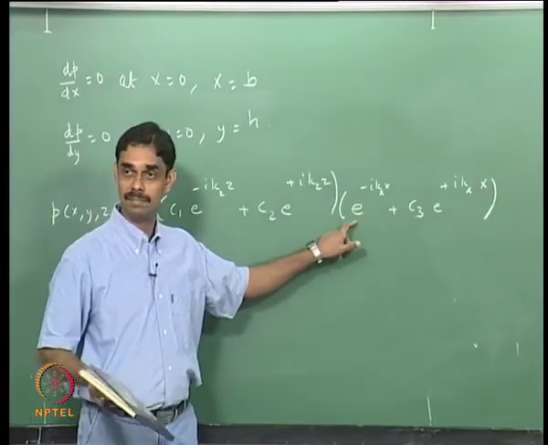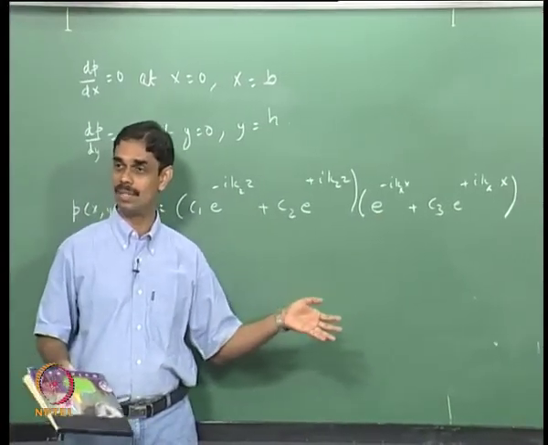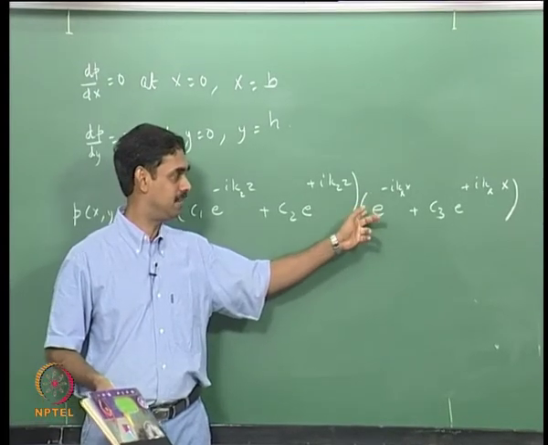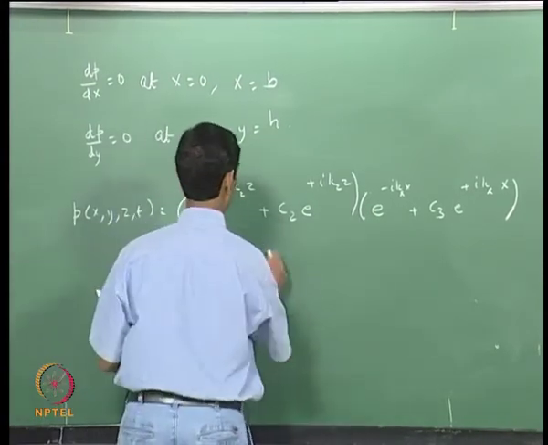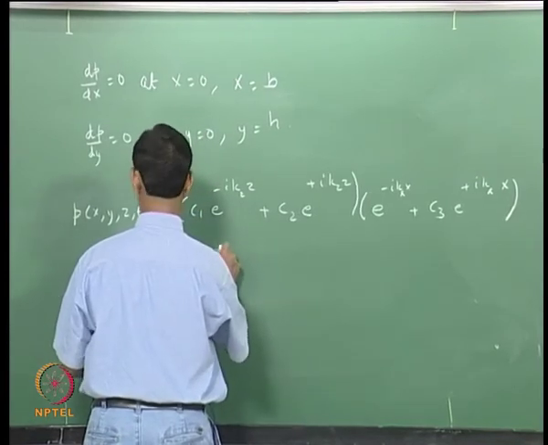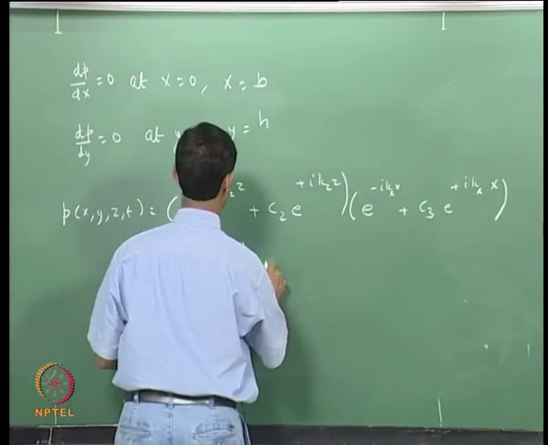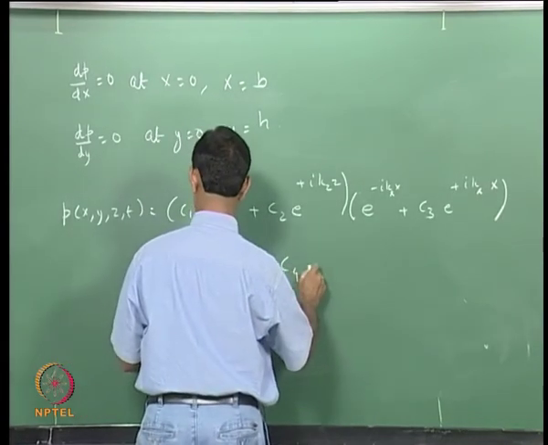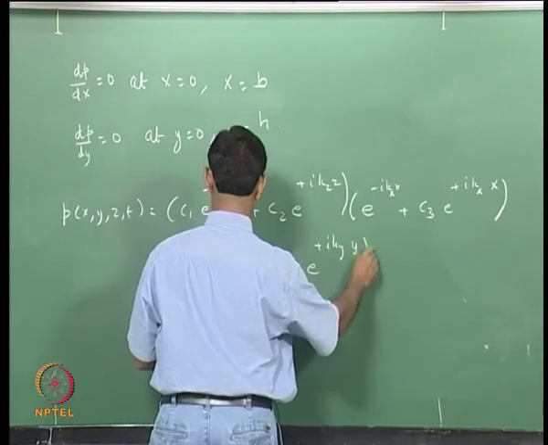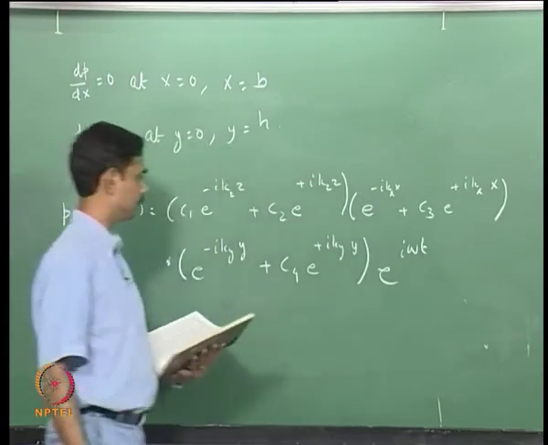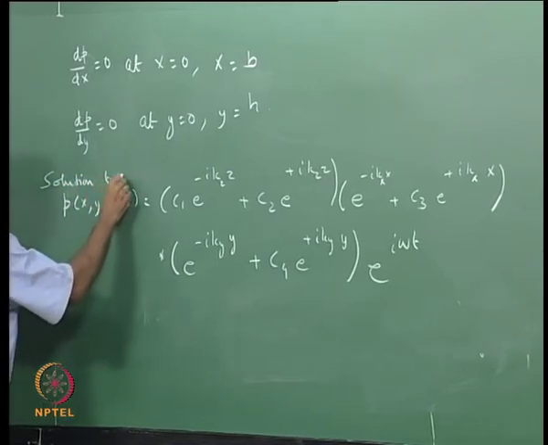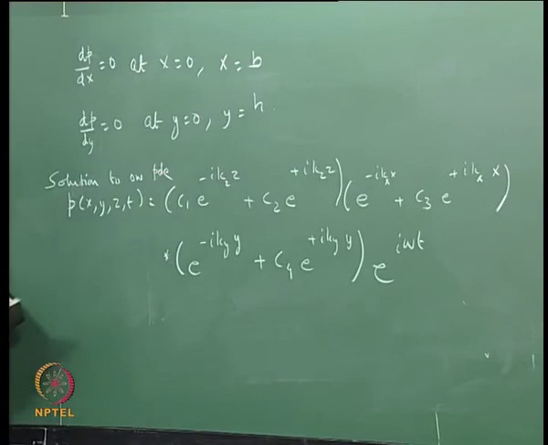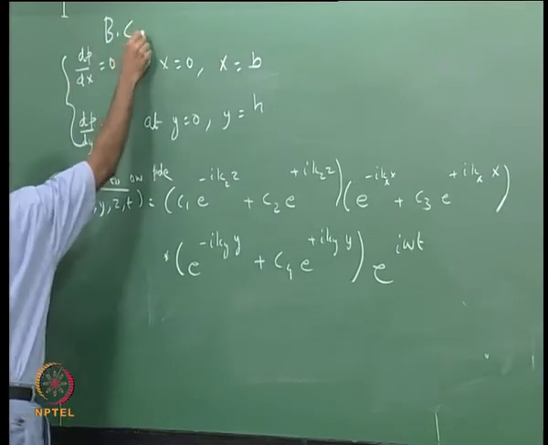There should be a constant here, but it's a linear problem, so I will never recover all the constants. If I had c3 and c4, I can divide throughout by c4 and rewrite this. So this would be the solution to our PDE. And this is the solution, and this is the boundary condition.